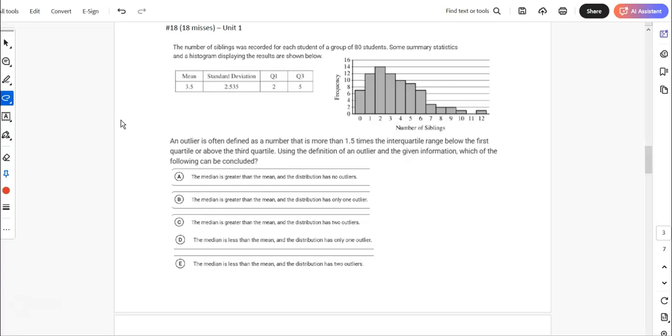Number of siblings was recorded for each student, a group of 80. The summary stats are to the right there. Love it. Skewed right. Maybe an outlier. An outlier is often described as a number that's more than 1.5 times the interquartile range.